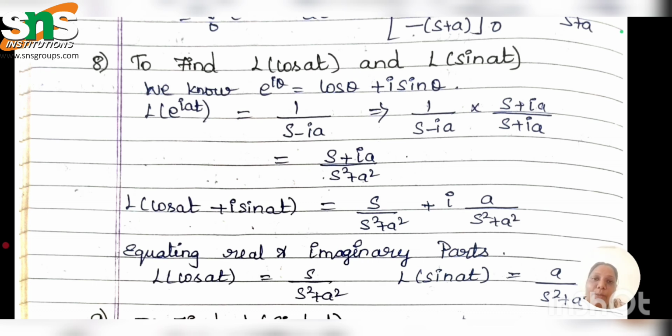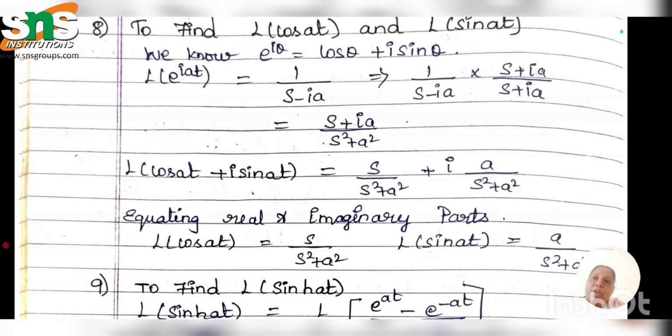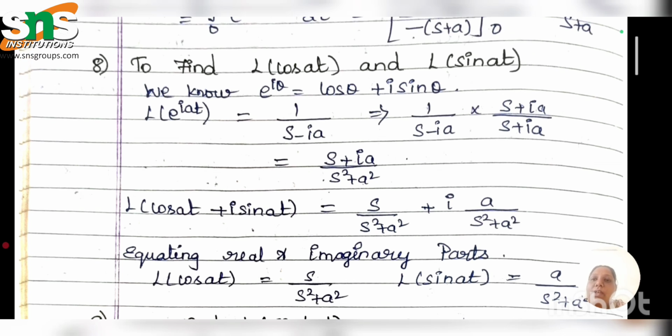The Laplace transformation has the property of splitting the equation: L of x plus iy can be written as L of x plus i into L of y, because i is a constant for the imaginary part. So L of x is L of cos at, which equals s divided by s squared plus a squared, and L of sin at, that is y, equals a divided by s squared plus a squared. So this is the basic formula, and this is a very important formula for the Laplace transformations.